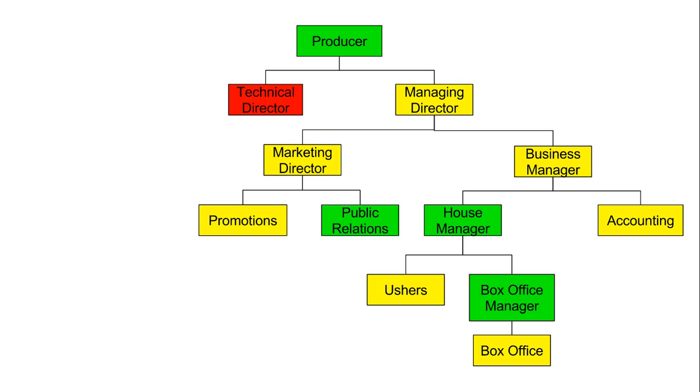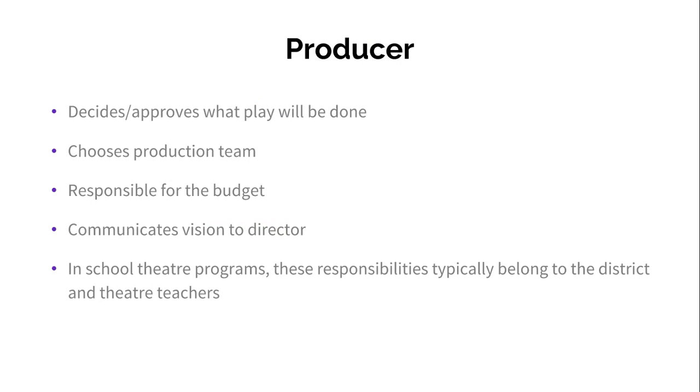Usually the managing director, depending on the space for the show, is already existing, and all of the marketing director staff and the business manager and their staff are already existing within that playhouse already. So usually the producer hires the technical director and the director for that show, but it really varies on a case-by-case basis. They're also responsible for the budget. They communicate the vision to the director.